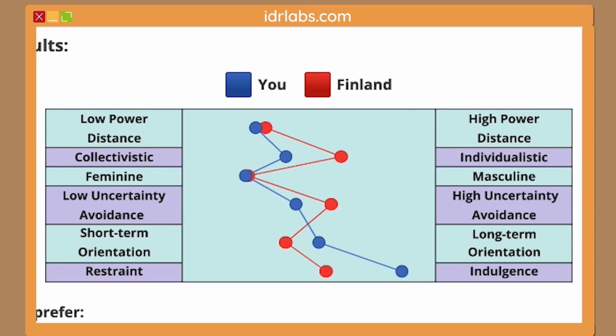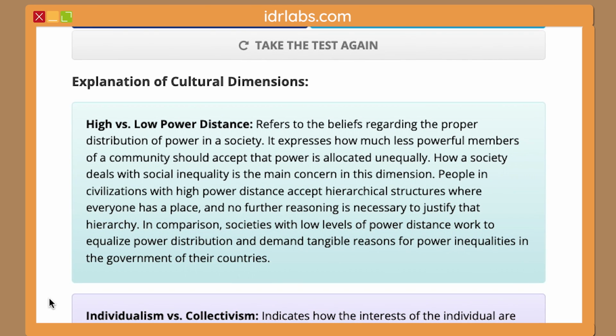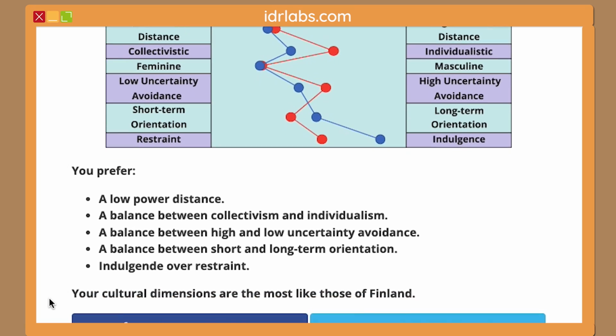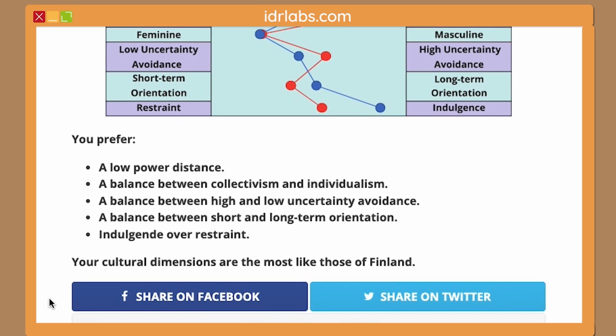Are we aligned though? It looks like we only matched on one thing, 2 at a push. So I prefer a lower power distance, which means I work to equalise power distribution and demand tangible reasons for power inequalities in the government of my country. Oh yeah, that sounds like me. I prefer a balance between collectivism and individualism, although I lean more towards collectivism. I prefer a balance between high and low uncertainty avoidance. So I neither do nor don't avoid uncertainty.